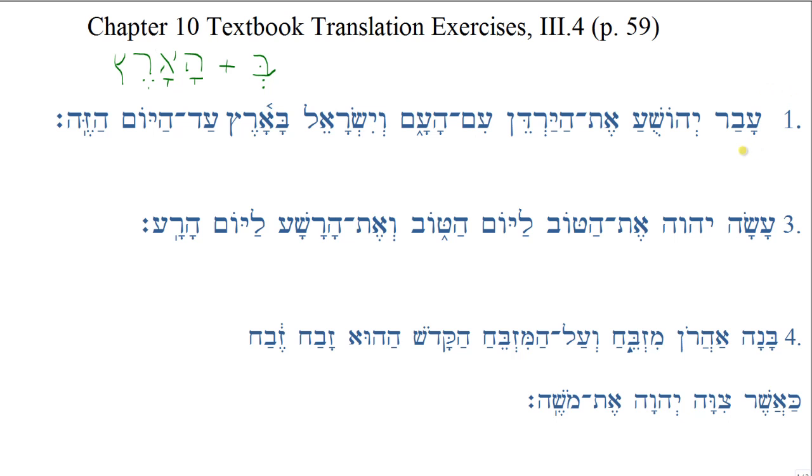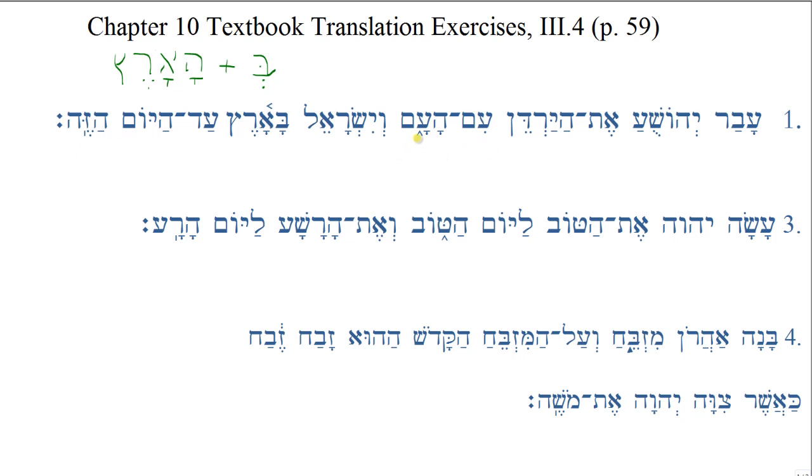We're looking at the textbook translation exercises from Chapter 10 of Fuller and Choi on page 59. I'll begin with number 1. Avar Yehoshua et Hayarden im ha'am, v'Yisrael ba'aretz ad hayom hazeh.